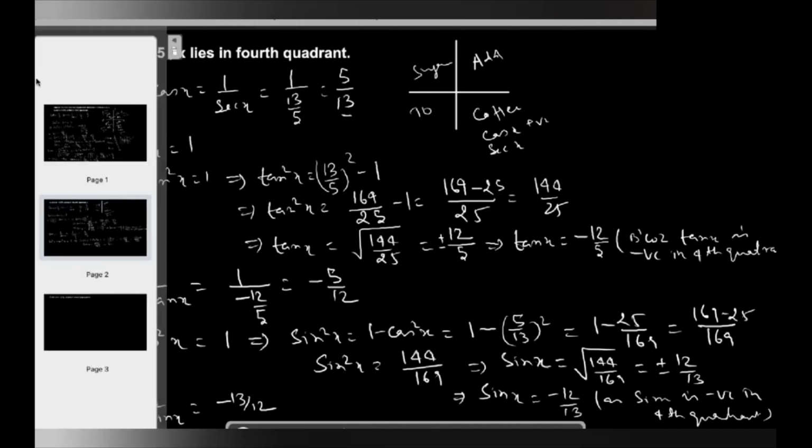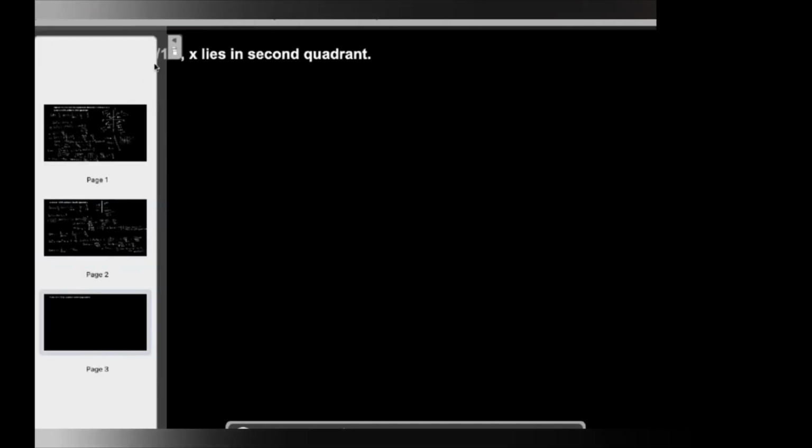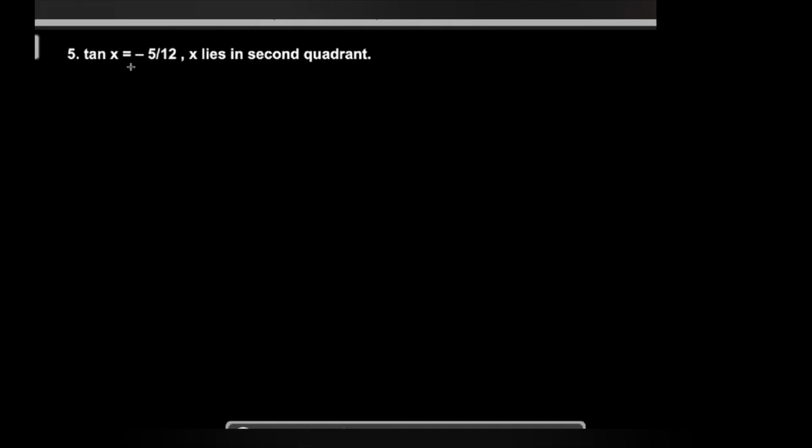Now let's move on to the last problem of the day, which will be the fifth problem. Again, I've been given tan x equals minus 5 by 12 when x lies in the second quadrant. So tan x is negative in the second quadrant, and in this quadrant everything is negative except sin and cosec x. So you have tan x equals minus 5 by 12. This implies cot x is nothing but 1 upon tan x, which is 1 upon minus 5 by 12, which is nothing but minus 12 by 5. So you got cot x.